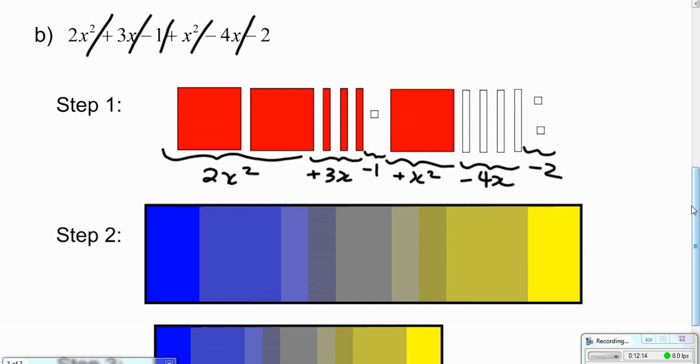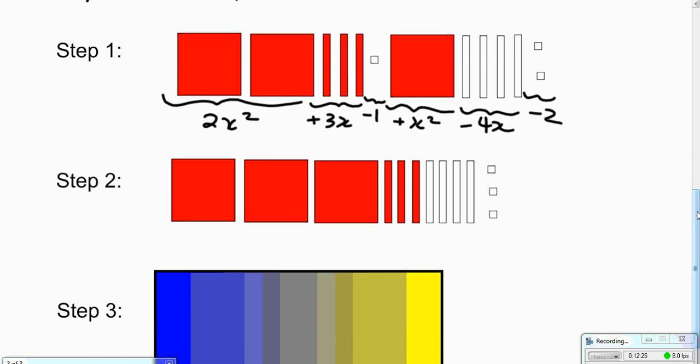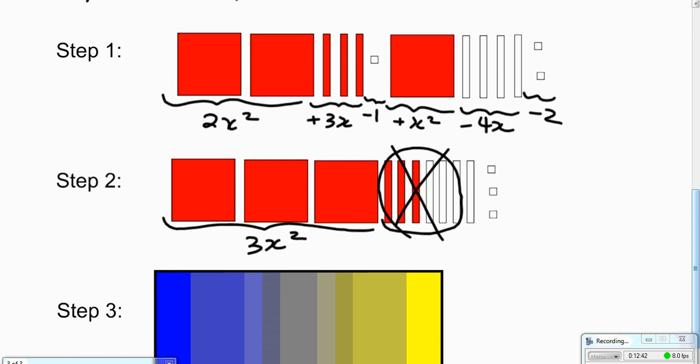So then the second thing we do is we need to group the tiles to make 0 pairs. So we're going to put all the x squareds together, all the x's together, and all the 1s together. So when we do that, it looks something like this. Okay, so now we have 3x squared, and there are no negative x squares to cancel out. We do have positive and negative x's, so then these are going to cancel. So those make 0. So we're left with negative 1x, and then negative 3.